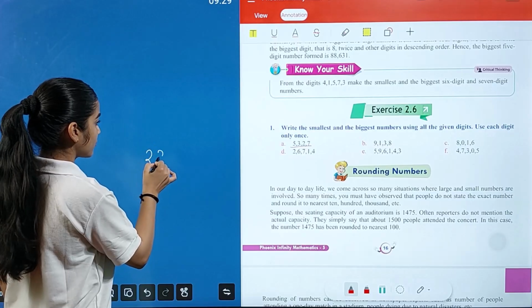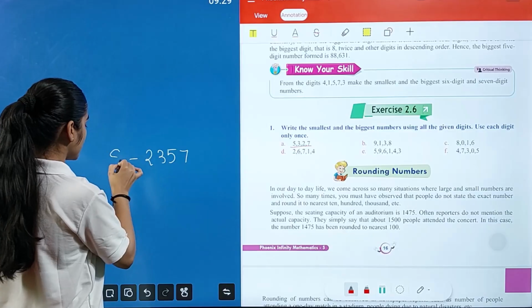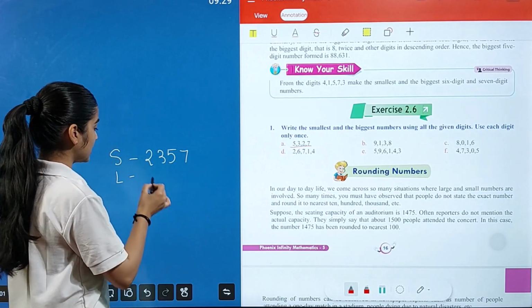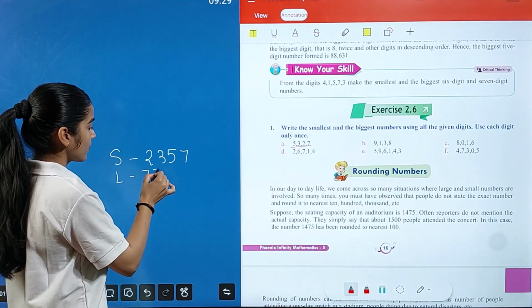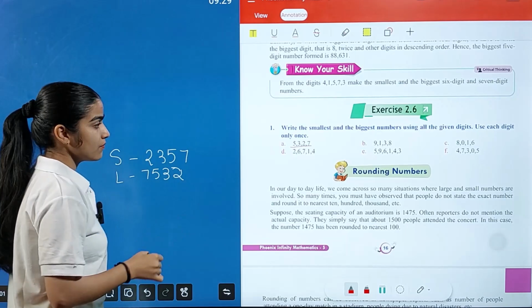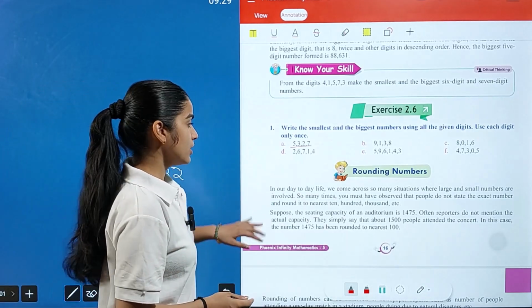After 2 we have 3. After 3 we have 5 and then 7. So this is your smallest number. And if we are talking about the largest number, then we have to arrange it in descending order. So 7, 5, 3, 2. So in the same way you can write the smallest and largest numbers from the given numbers.